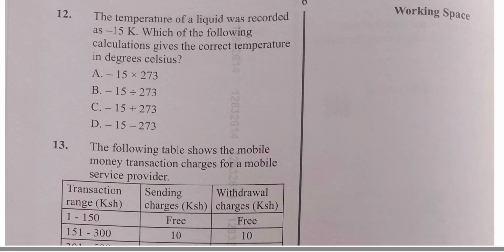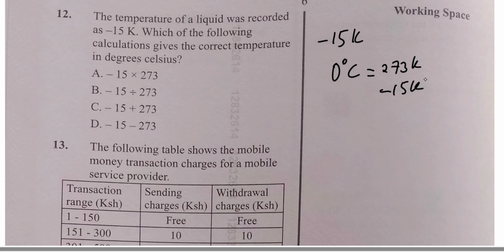Question 12. The temperature of a liquid was recorded as negative 15 Kelvin. Which of the following calculations gives the correct temperature in degrees Celsius? We know that 0 degrees Celsius is equivalent to 273 Kelvin. Now, if you were converting degrees Celsius into Kelvin, you'd add it. But for now, we're converting Kelvin into degrees Celsius.